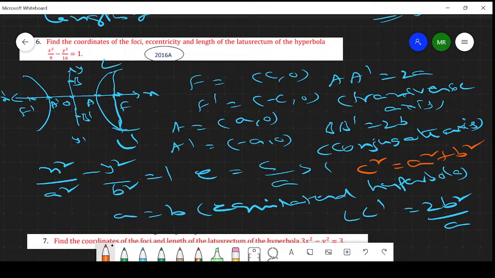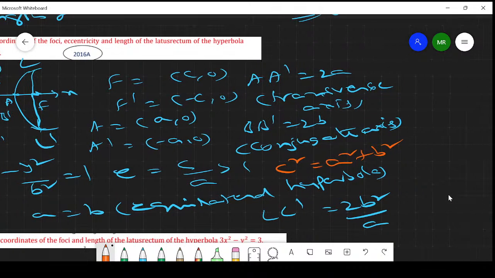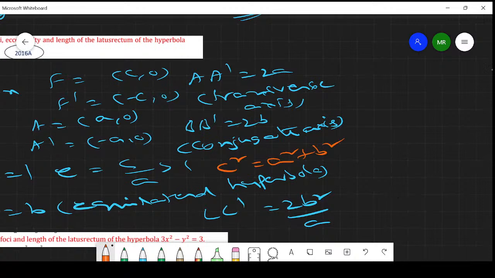Now, using this concept, I am going to explain for the given problem how to find the foci, eccentricity and length of the latus rectum. x square by 9 minus y square by 16 equal to 1. For that I am going to explain how to find those values. Just observe here. That is the given, I will write here: x square by 9 minus y square by 16 is equal to 1.